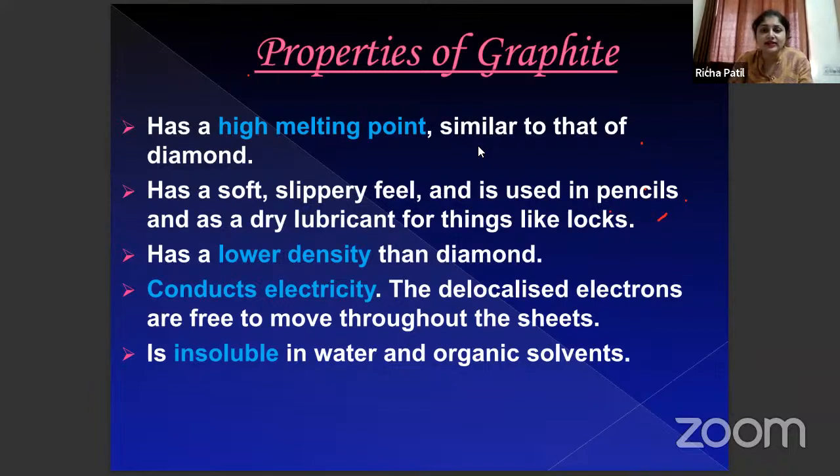It conducts electricity. Why? In diamond, each carbon atom is linked to 4 other carbon atoms, but here each carbon atom is linked to only 3 other carbon atoms. So there is 1 electron which is free, so it is moving. These are the delocalized electrons, free to move throughout the sheet. So thus it can conduct electricity. It is insoluble in water and organic solvents.